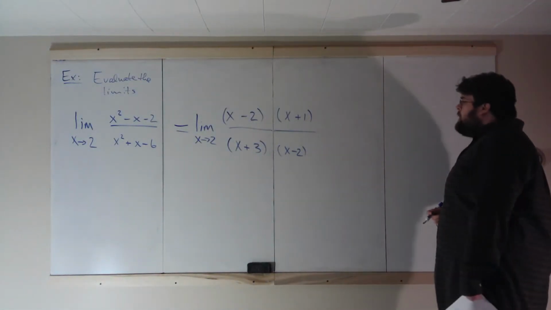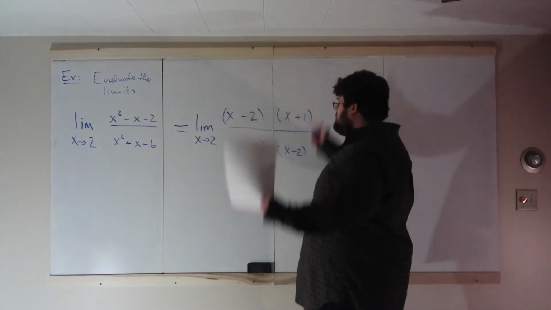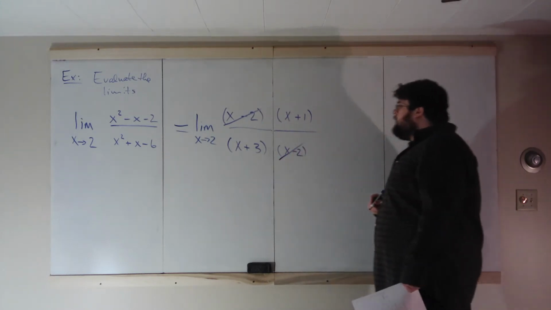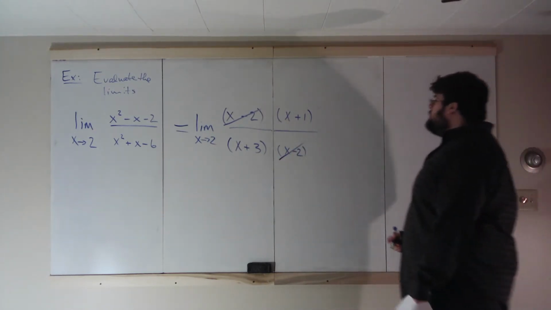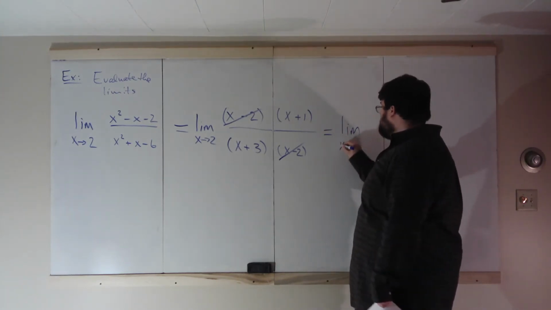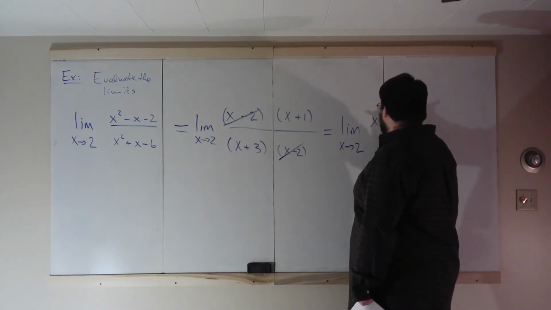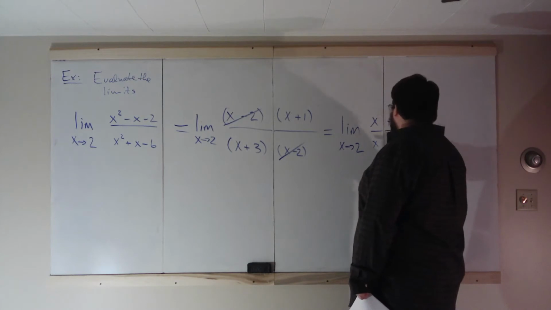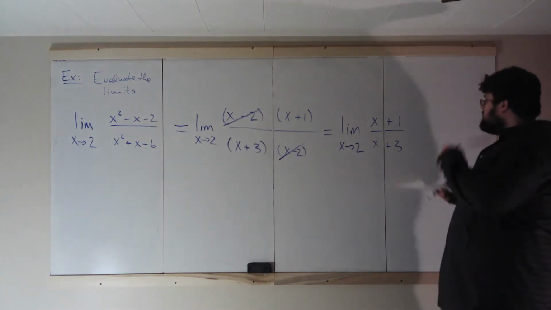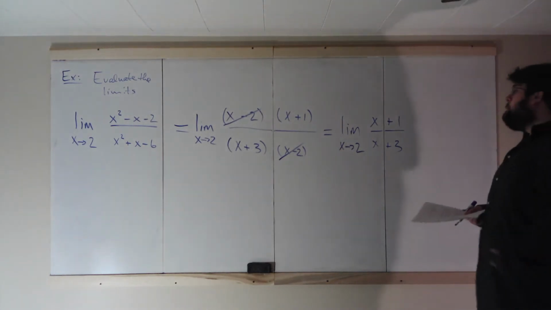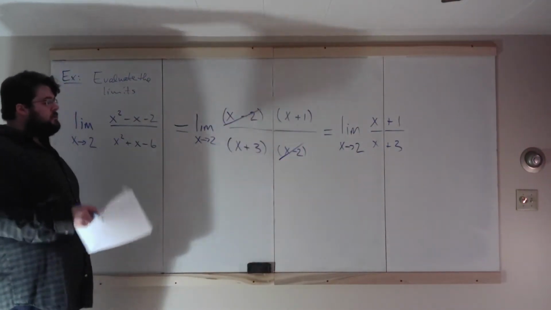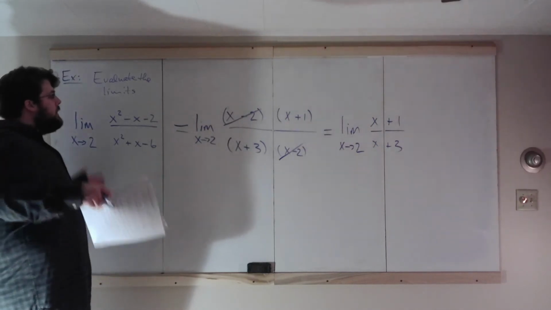Well, what can we do with this? Well, we have the limit of some fraction, but look at this. That's in the numerator and the denominator. Well, isn't that wonderful? We can now simplify that fraction, which we did. We can simplify that fraction into just x plus 1 over x plus 3. But we still have not taken a limit. So we need to continue writing limit until we take the limit.